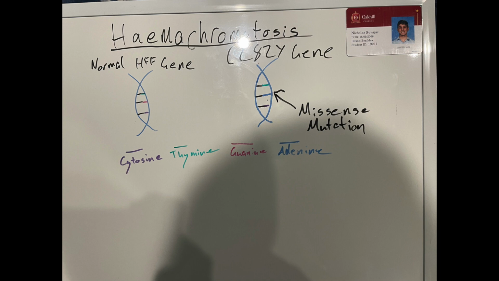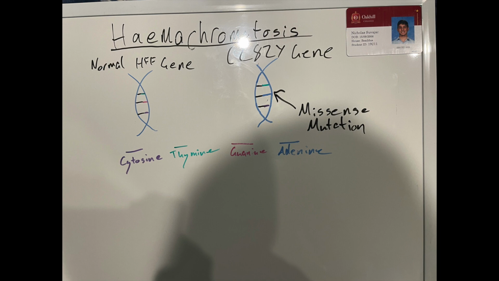An example of a missense mutation having an effect on polypeptide synthesis is hemochromatosis. Hemochromatosis is the accumulation of iron in body tissues, which leads to fatigue, liver damage, arthritis, diabetes, and heart failure. The most common cause of hemochromatosis is a substitution on the HFE gene from C to T, changing the amino acid from cytosine to tyrosine, hence causing a missense mutation.